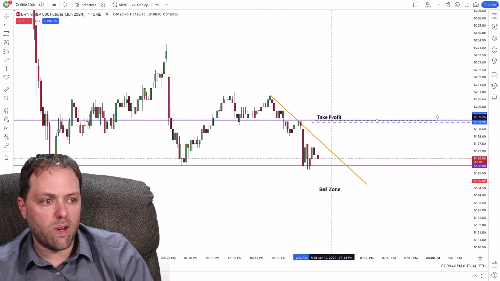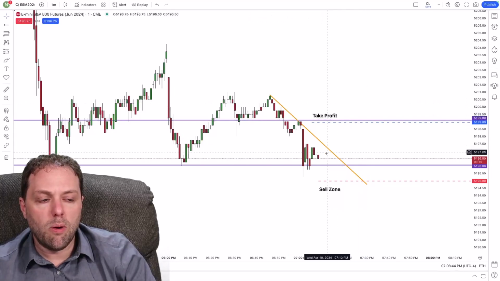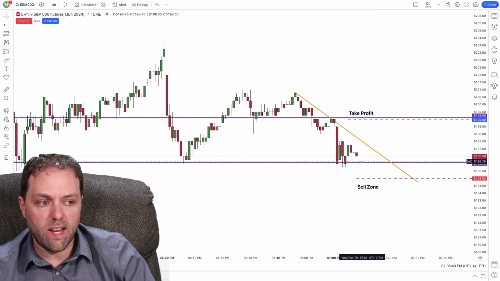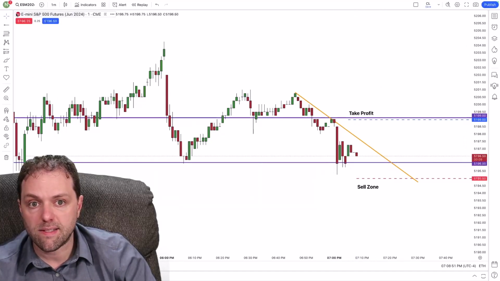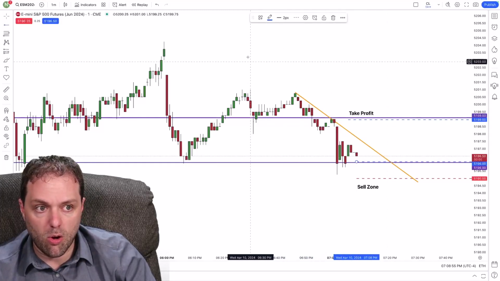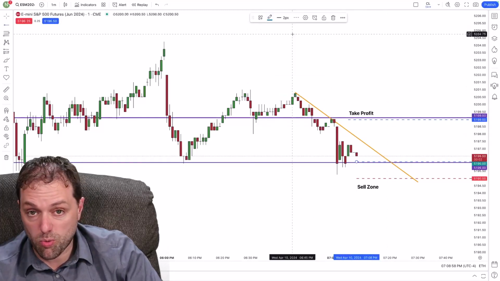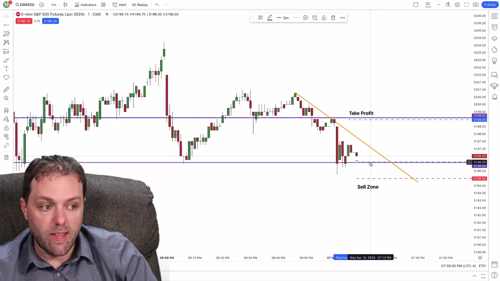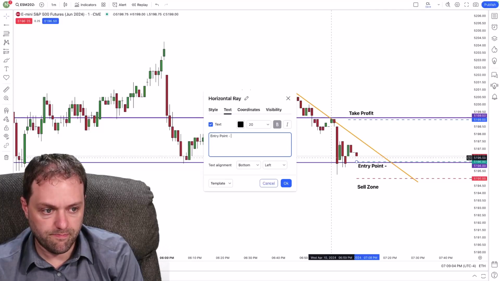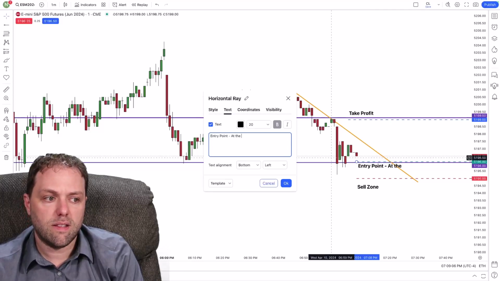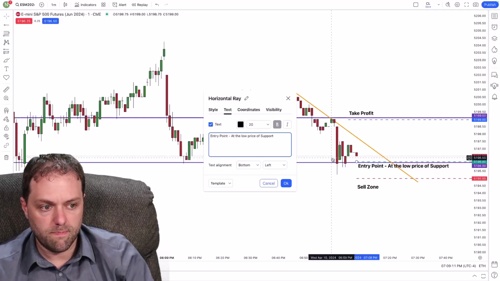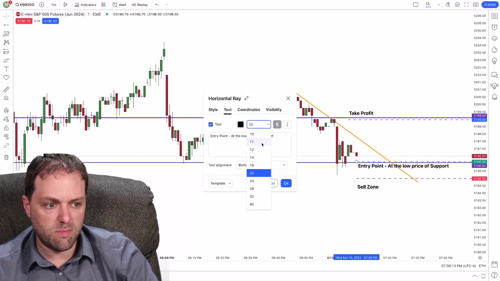And how it's going to work is as follows. I would like to place a buying trade here once the market reaches one of two places. Either down here at a very, very low price, pretty much right on that battle zone. That would be my first entry point. So I'll put this here, entry point at the low price of support. I'll make that a little bit smaller.